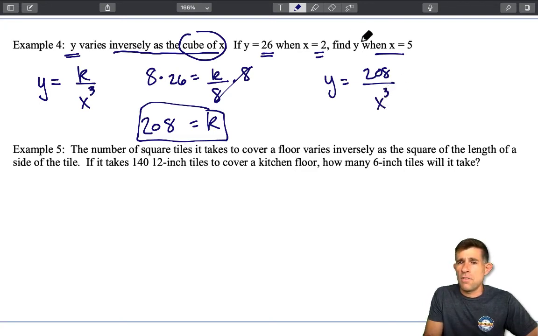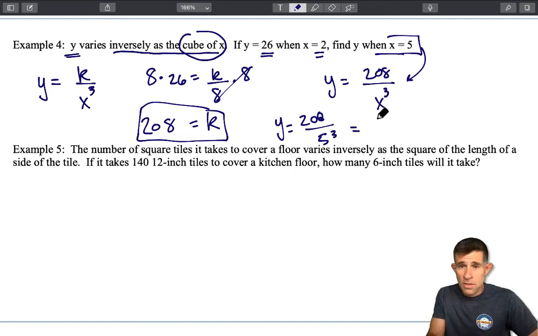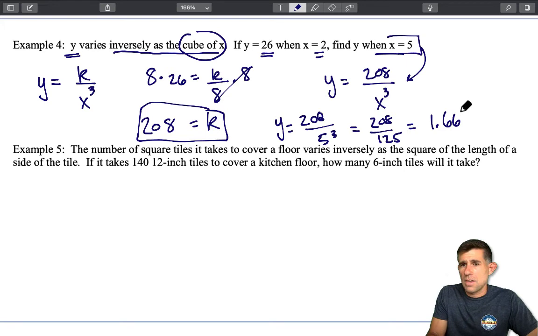Finally, I want to find the value of y when x is 5. So now we're going to substitute that 5 into our equation. So we get y equals 208 divided by 5 cubed. Well, 5 cubed is 125, so 208 divided by 125 is going to give me 1.664.